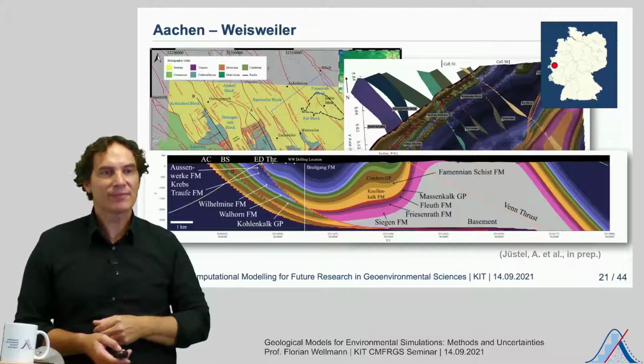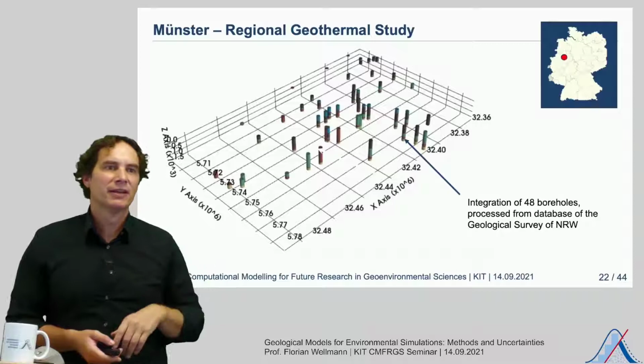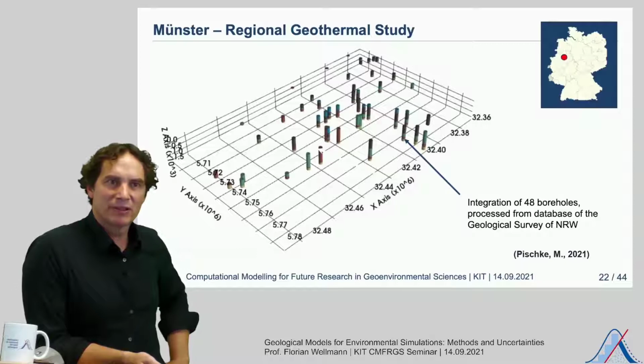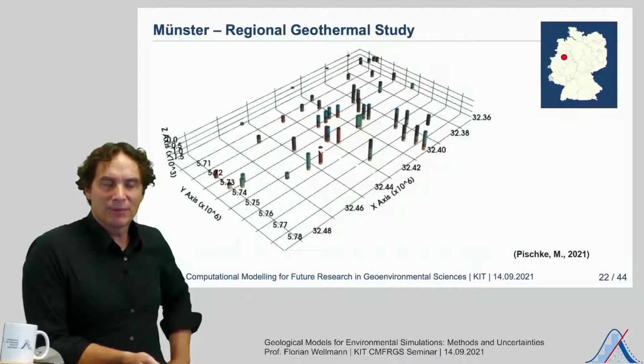So these types of models are possible, but we can also go to a bit of a smaller scale. This is now a study from another student here in Aachen. This is a study done in the Münster region, a regional geothermal study. And here what we have is actually a model based on a lot of borehole data from the geological database of North Rhine-Westphalia. We can see here these boreholes.